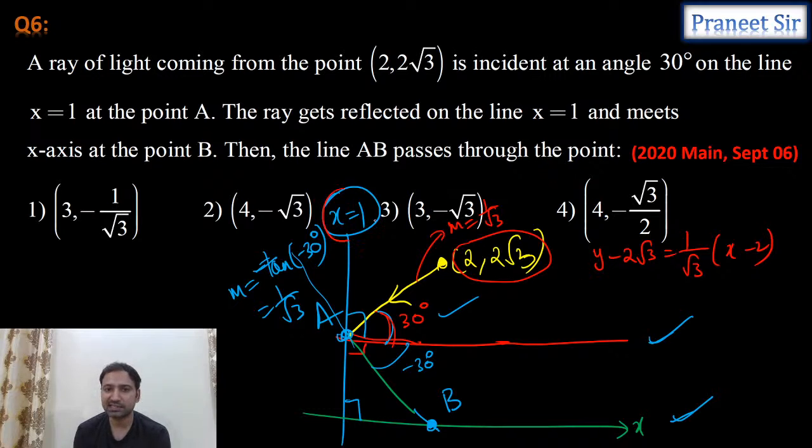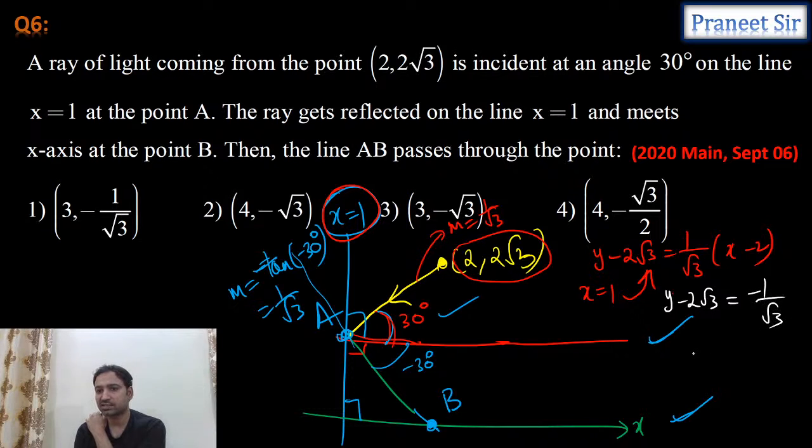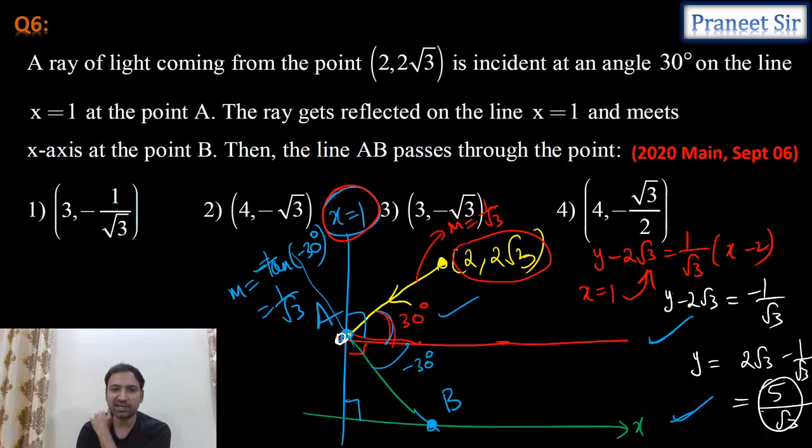This is the equation. But x equals 1, we know it. Substitute x equals 1 here. If you substitute x equals 1 here, how much do we get, guys? y minus 2 root 3 equals minus 1 by root 3. So now let's simplify this. y equals what? 2 root 3 minus 1 by root 3. Let's take the LCM. The LCM is root 3. So 6 minus 1, which is 5 by root 3. So this point we calculated. Isn't it (1, 5 by root 3)?